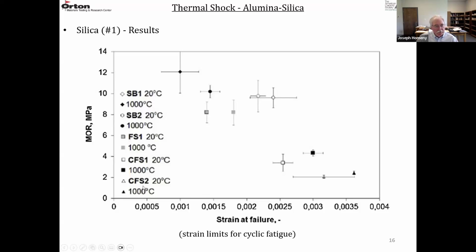But then the two crystallized materials, CFS1 and 2 at 20 and 1000 degrees C, are over here. So lower strength, higher strain to failure. These are again microcracked, so they should give better thermal shock behavior. So these strains for these different materials were the strain limits used for the cyclic fatigue. So you can't run a cyclic fatigue at a higher strain than the failure strain. So they were running at about 40 to less than 100% of these strains that are shown here for these different materials.